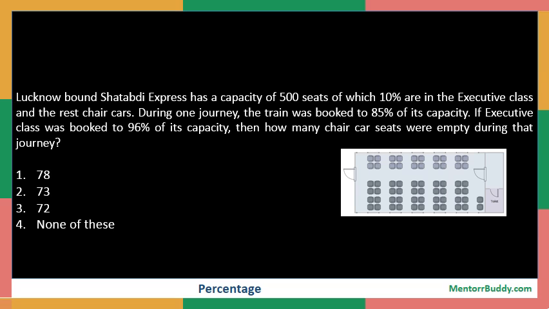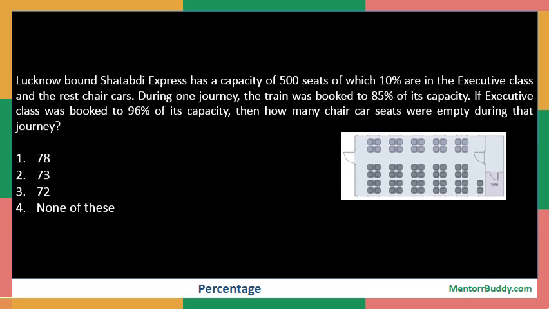We have a question based on percentages. The question says, Lucknow bound Shatabdi Express has a capacity of 500 seats, of which 10% are in the executive class and the rest chair cars. During one journey, the train was booked to 85% of its capacity. If executive class was booked to 96% of its capacity, then how many chair car seats were empty during that journey? So let us see how we can solve this problem.